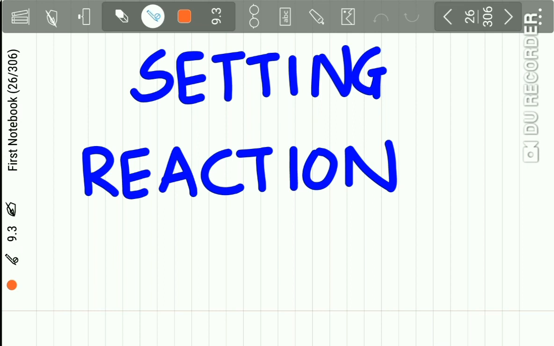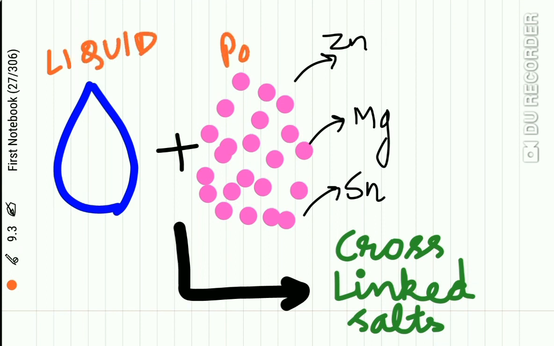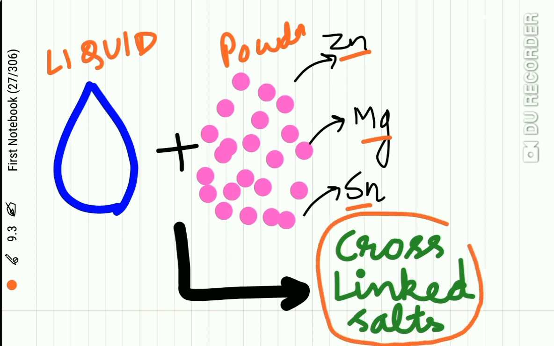Now the setting reaction of polycarboxylate cement. When the liquid is mixed with the powder, zinc, magnesium and tin ions are released from these powder particles, and further the setting reaction occurs with the help of cross-linked salts.